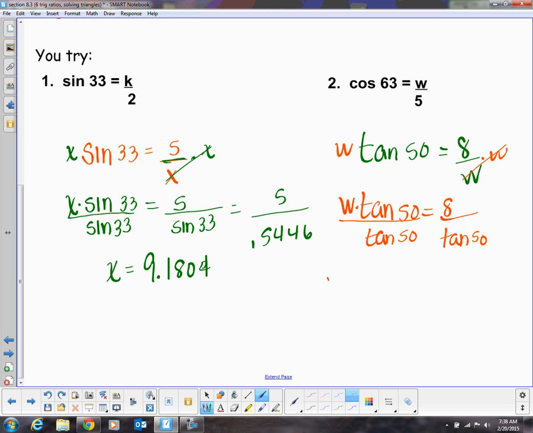So Bree, do you know how to use your calculator too? Okay, Bree, do 50 tan. Okay, what's that number? Okay, so now you're going to do 8 divided by 1.1917. And you should get something close to this.